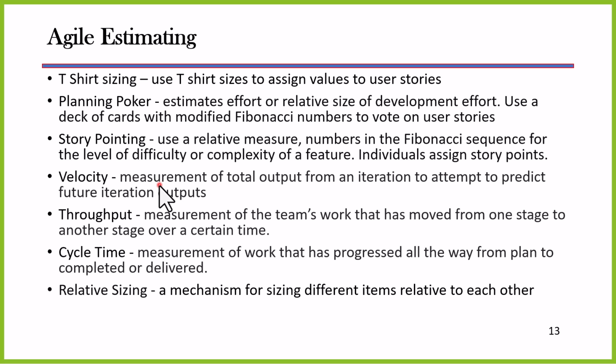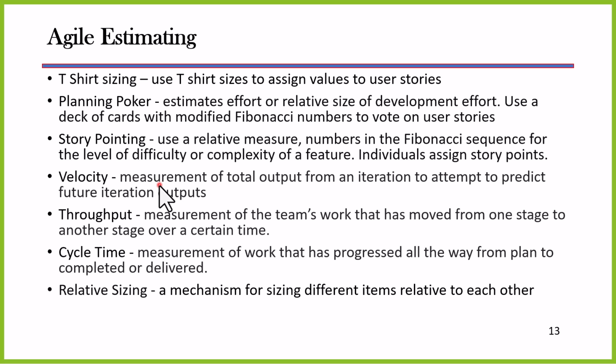Then we have planning poker. In planning poker, we have some cards, and we are going to have the Fibonacci numbers on those cards. And then everybody on the team will vote on the different stories to determine which is most important, and perhaps even to establish the amount of time that each of these will take. And that's estimating that relative size once again. Story pointing is another relative measurement. And we use the Fibonacci sequence to establish the level of complexity of a feature. And each individual will assign story points to each story to determine which one is the most important, the most complex, and to establish a time for those.